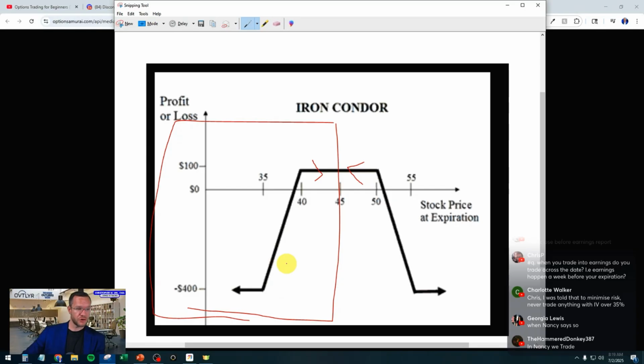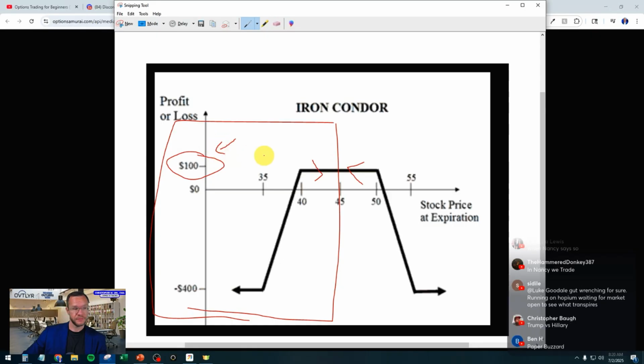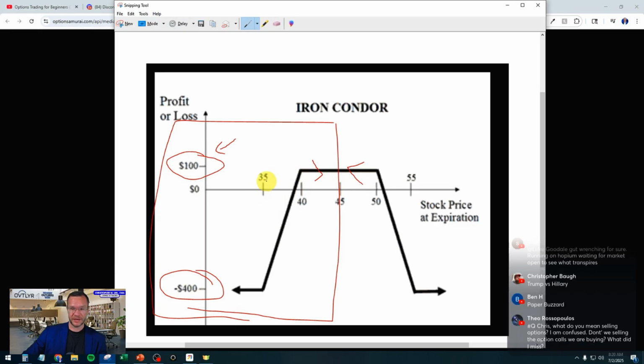A put spread is a bullish trade. In this bullish trade here, the absolute most you can make in this example is $100. You absolutely cannot, under anything, make more money than this $100 in this trade. However, the max loss in the trade is $400. This would be a $5 wide put spread, selling the 40, buying the 35 as protection. The most you can lose is 4 times the size of what you can make in the trade.